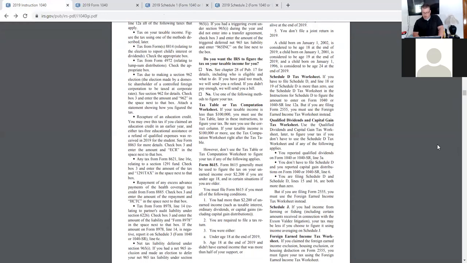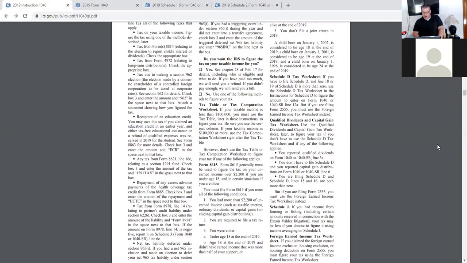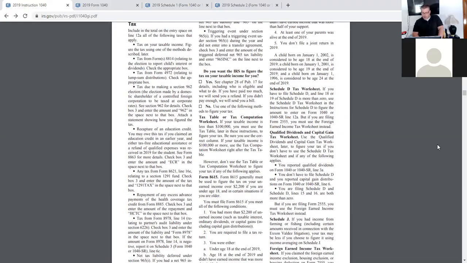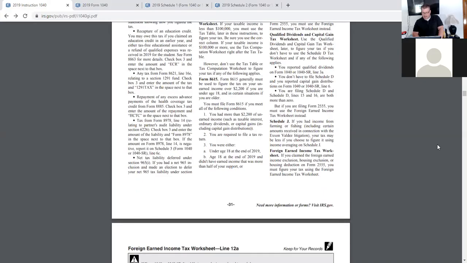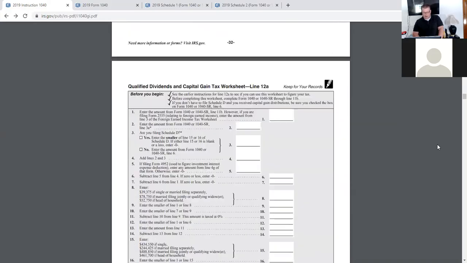Don't use the tax table or tax computation worksheet to figure your tax if any of the following applies. If you have to use Form 8615 on tax on their unearned income. Well, we know we didn't have any unearned income. Let's see, Schedule D tax worksheet, qualified dividends and capital gains. We didn't have any of that. Foreign earned income. We didn't have any of that.